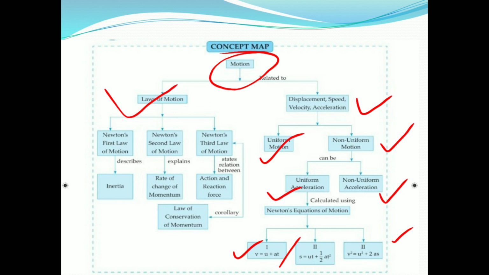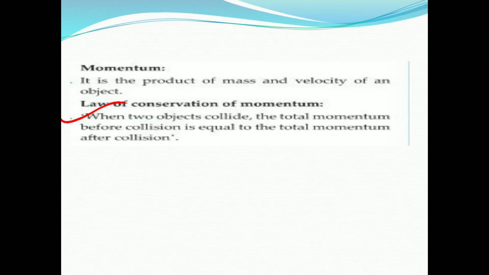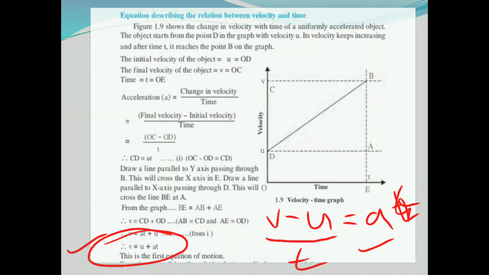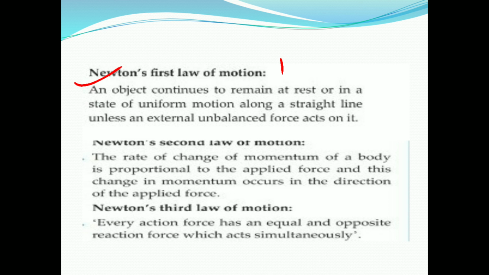Laws of motion. There are three laws of motion. Newton's first law describes inertia. It shows that an object remains at rest or in uniform motion along a straight line unless an external unbalanced force acts on it.